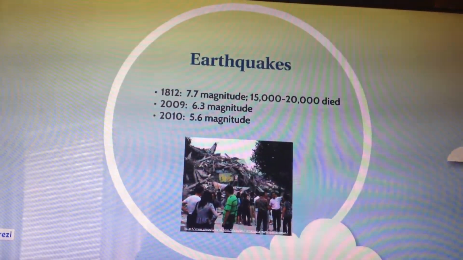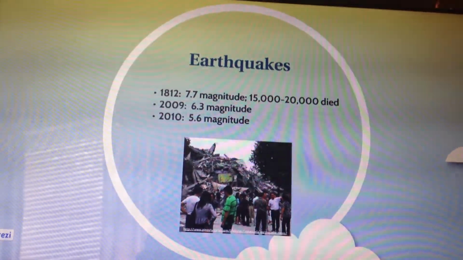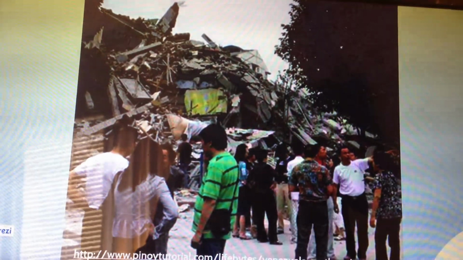And two other earthquakes have recently occurred in 2009 and 2010. In the 2010 earthquake, here's some damage. It was located in Carupano.